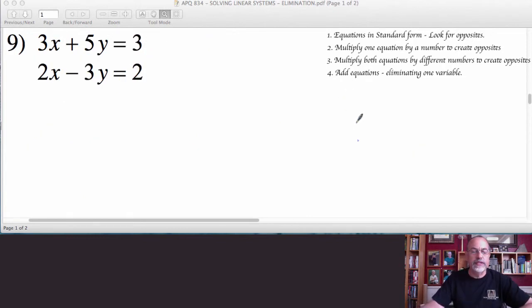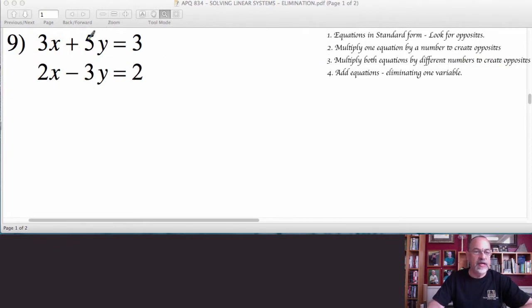Okay, this is our final example for the 834 worksheet. Again, we continue to go through our steps. Are the equations in standard form? Yes. We look for opposites. The x coefficients are not opposites, and the y coefficients are not opposites either. We look to see if we can multiply one equation by a number to create opposites. I cannot do that with the x's, and I cannot do that with the y's. So I'm going to have to go to step 3 here, multiplying by different numbers to create my opposites.